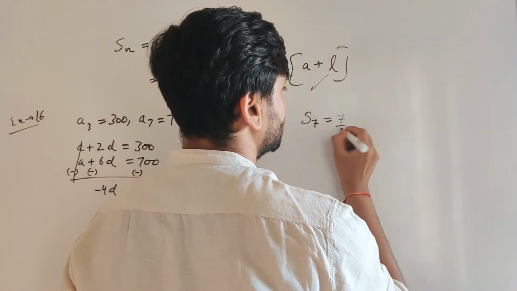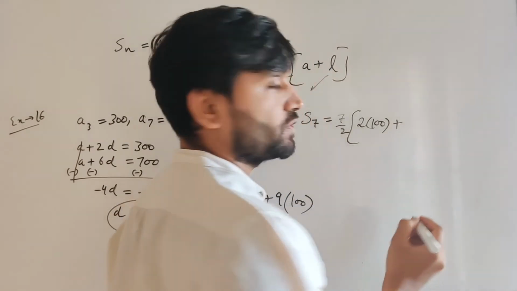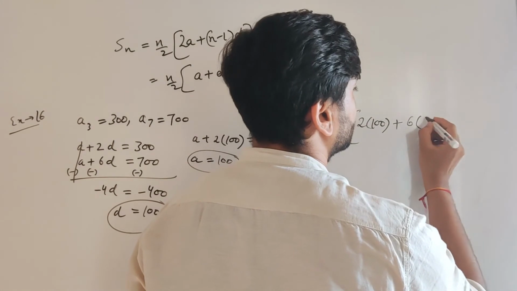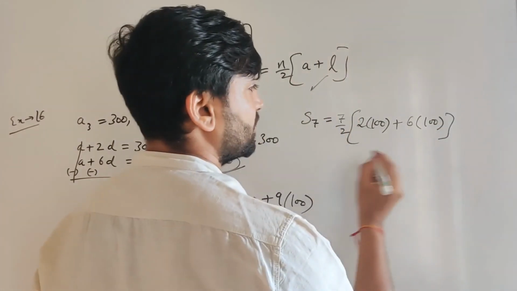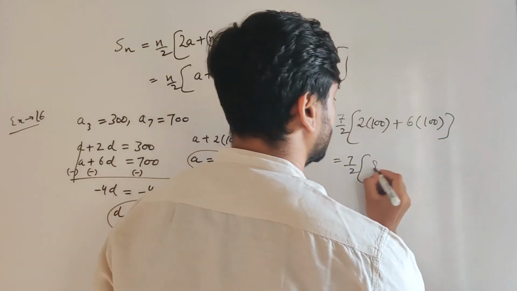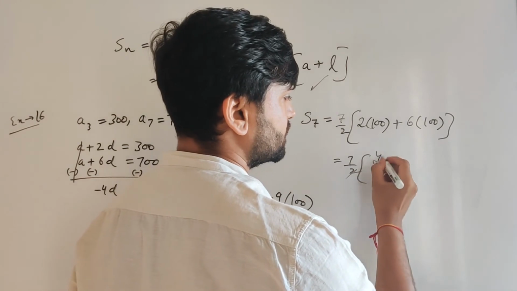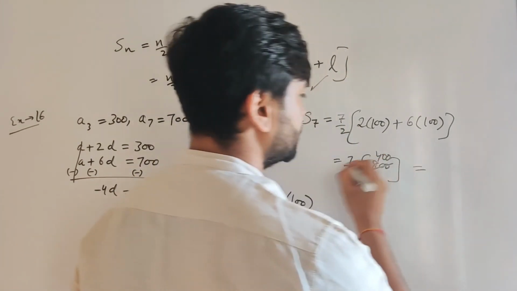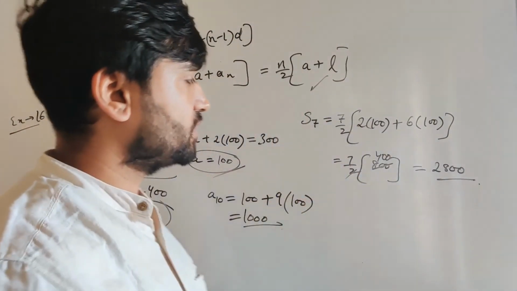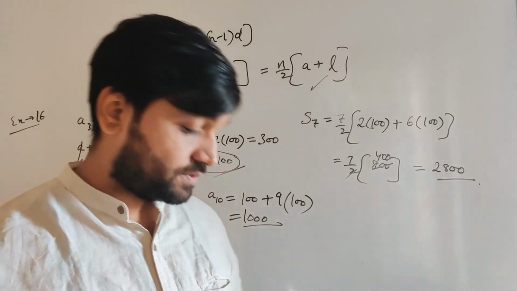So n by 2, 2a, so 2 into 100, plus n minus 1. For S7, n is 7, so it becomes 6 into the common difference, which is 100. We simplify: 7 by 2, 200 plus 600 is 800. We do the cancellation once and this is 400. So 400 into 7 will give you 2800 as the answer. This is the sum of the total production in the first 7 years.